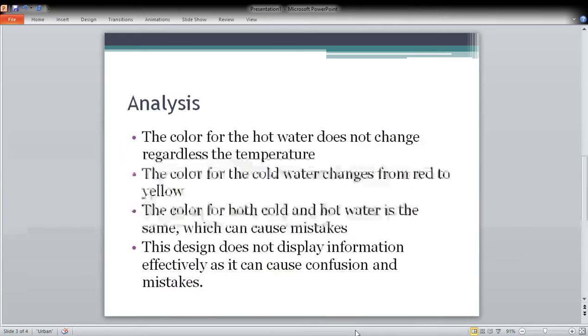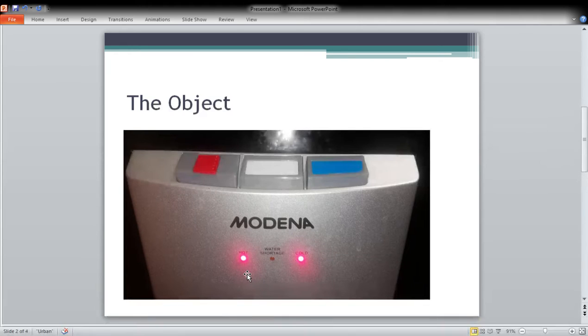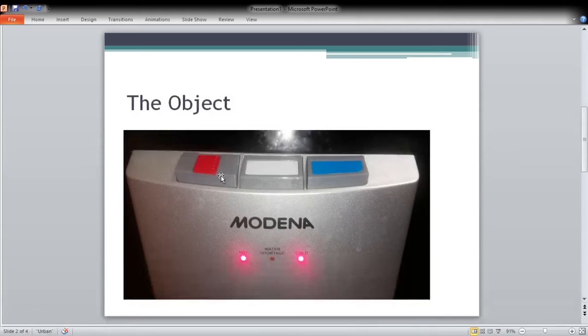So this is my analysis of the object. The color for the hot water does not change regardless of the temperature. Whenever you turn on the water heater, this lamp immediately turns on. So we cannot know whether the hot water is hot enough for your using. When you turn on, this immediately turns on, regardless of whether it's still cold and not hot.